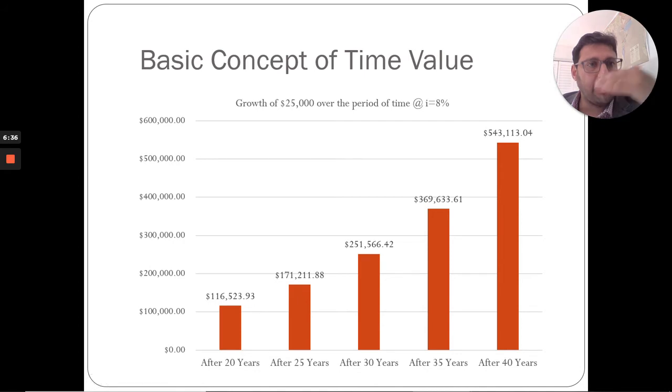It's not simply doubling after 10 years. Ideally, if there were a linear increase, then after 40 years, what should be the value? 116,523 multiplied by 2, so approximately 233,000 should be the value after 40 years. But it is 543,000 because the increase is exponential.